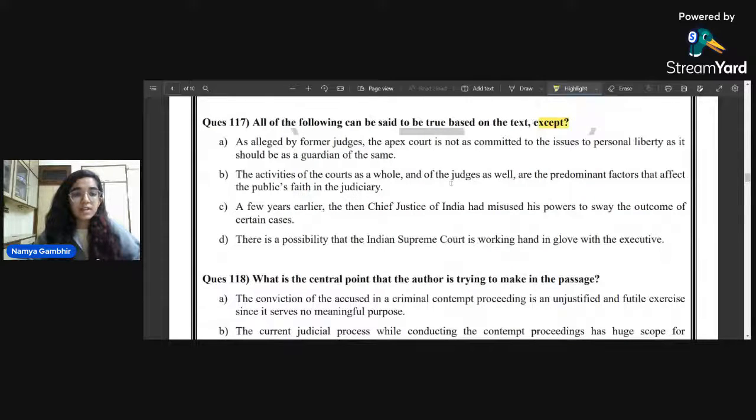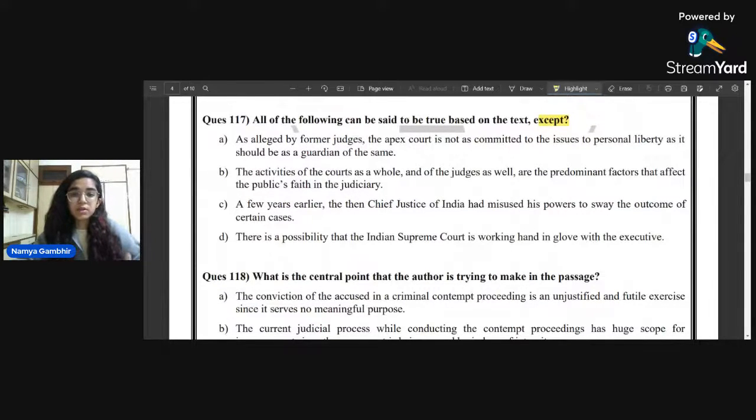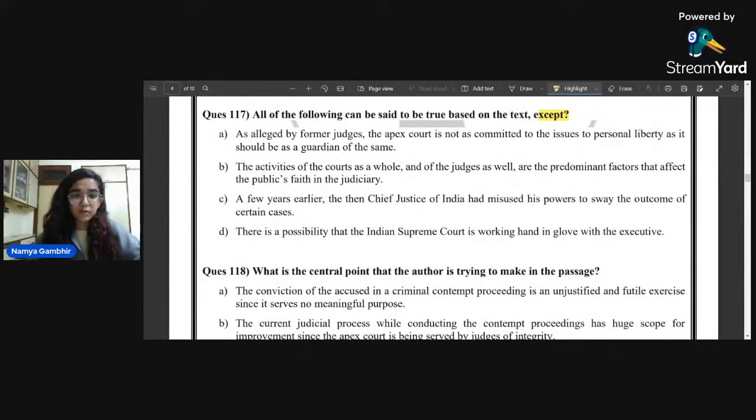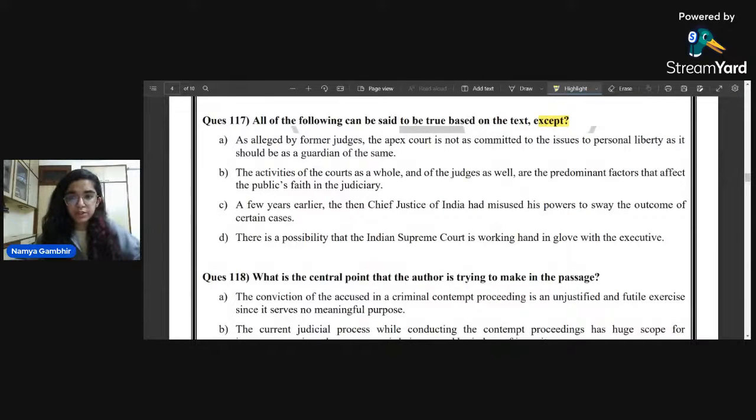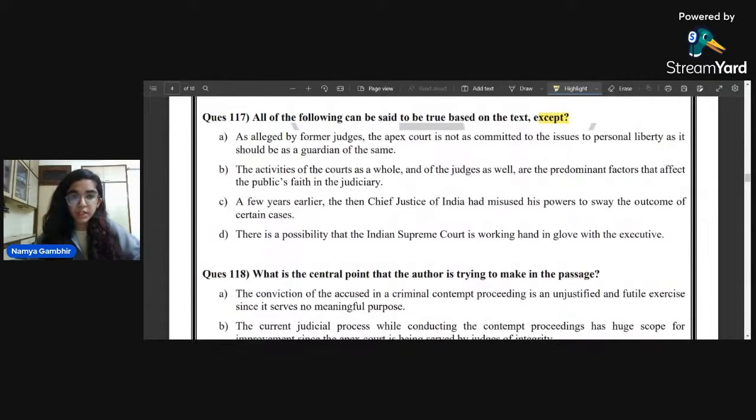Now, as alleged by former judges, the apex court is not as committed to the issues of personal liberty as it should be as a guardian of the same. When we look at this question, okay, as alleged by former judges, the apex court is not as committed to the issues of personal liberty. Should be guardian of the same.